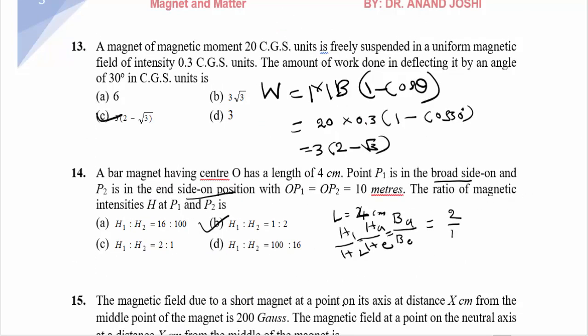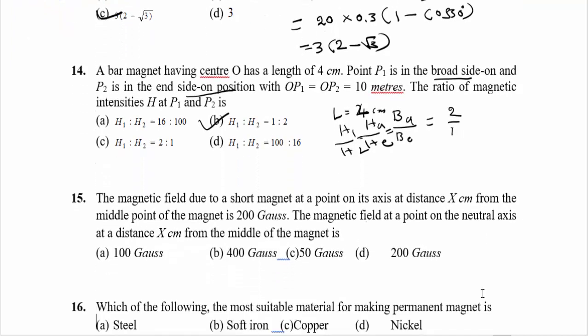The 15th question is: the magnetic field due to a short magnet at a point on the axis at a distance x centimeter from the middle of the magnet is 200 Gauss. The magnetic field on the neutral axis at x distance. It means distances are the same.